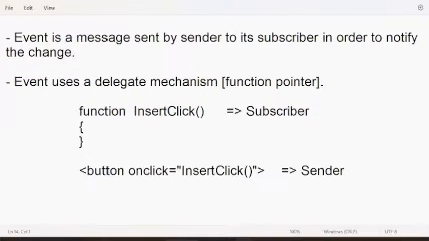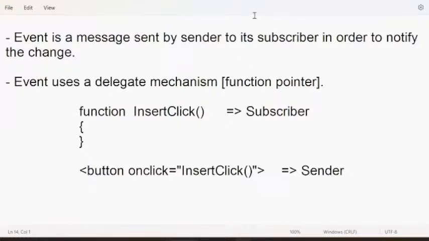Subscriber contains the activities to perform. What activities need to be performed? It is defined by subscriber. When those activities need to be performed, that is defined by sender. So sender sends a notification to the subscriber. And what is that notification? That notification says that somebody clicked the button. And that notifies the subscriber that button is clicked. Now you need to do this work.